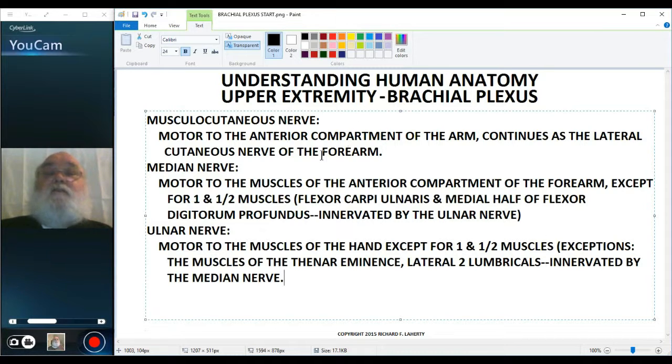So, musculocutaneous: anterior compartment of the arm. That's biceps brachii, brachialis, and coracobrachialis. Median nerve: anterior compartment of the forearm, except for flexor carpi ulnaris and the medial half of flexor digitorum profundus. They're both innervated by the ulnar nerve. The ulnar nerve is muscles of the hand, except for 1.5 muscles. The one being the muscles of the thenar eminence, and the half being the lateral 2 lumbricals, 2 of the 4 lumbricals. And the exceptions are innervated by the median nerve.